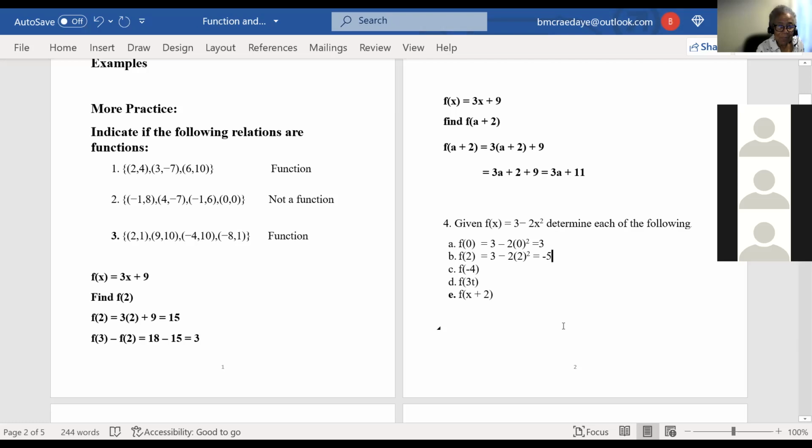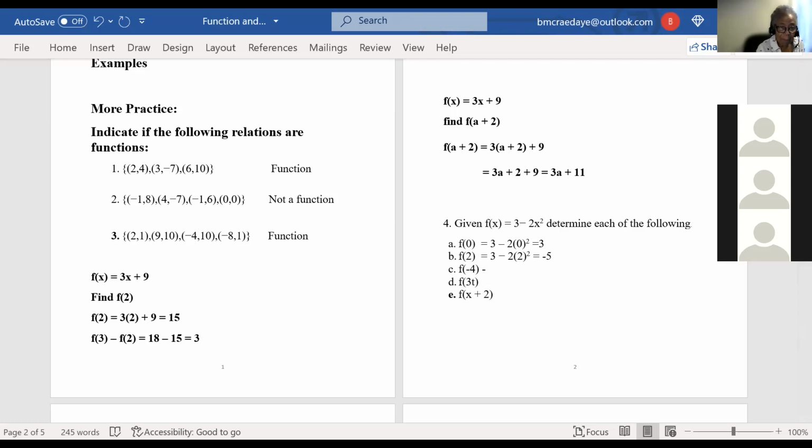Yeah. 2 squared, 2 times 2 is 4, 4 times 2 is 8. That's a negative 8 and a +3. Subtract, you get a 5. You have more negatives than positives, so your answer is negative. Got it, Maureen? Yeah. How would you do C, Maureen?